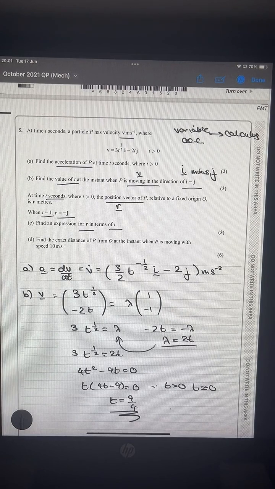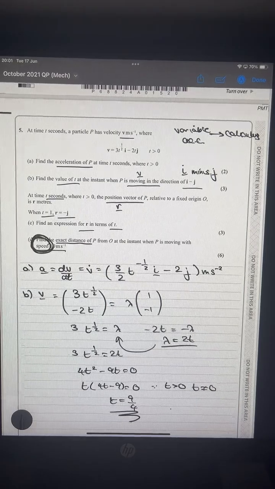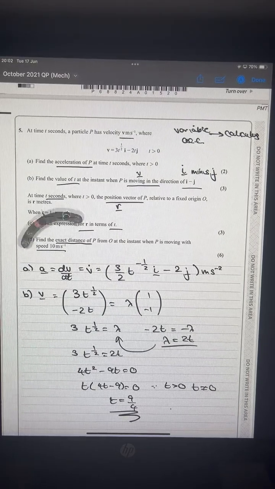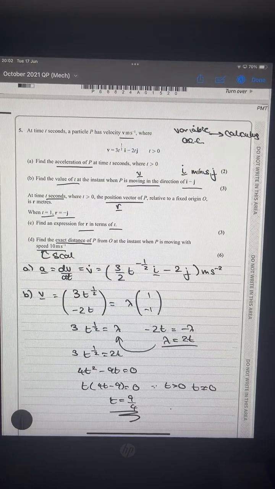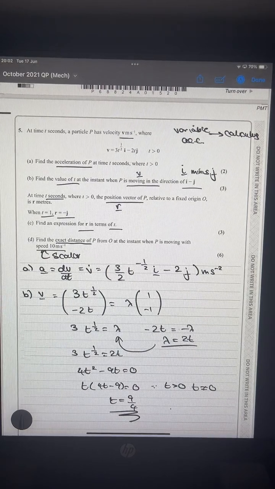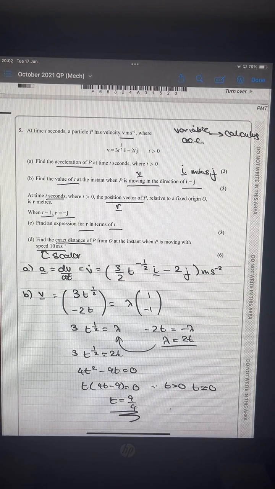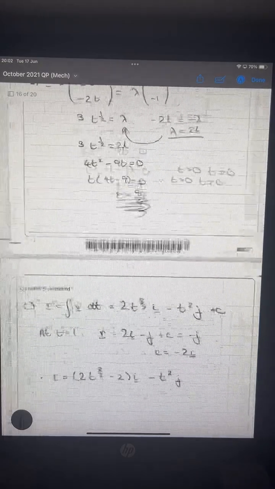So, part D. Find the exact distance of P from O at the instant when P is moving with a speed of 10 meters per second. This word speed is shouting at me that it's a scalar. Again, common mistake, not taking speed as a magnitude. You need to make sure that speed is the magnitude of the vector. So I need the time when the speed is 10, right? So I can find the distance.